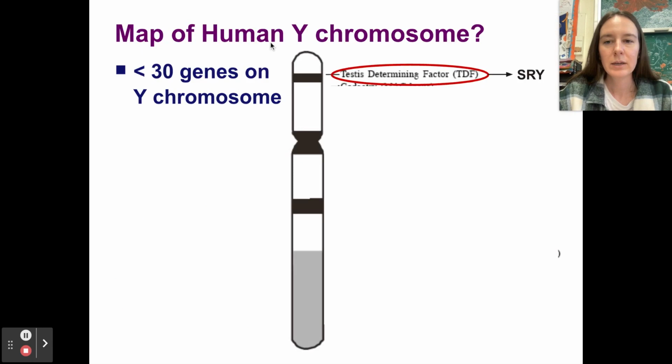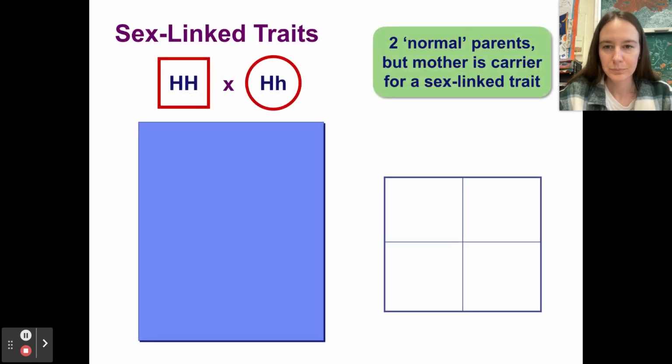Okay, so here is the Y chromosome. Like I just said, there is the testes determining factor, or SRY, and then 30 other genes on the Y chromosome. So if someone had the Y chromosome, then they would have this, which would basically regulate the production of male hormones and also male sex organs as well. But let's talk about sex-linked traits.